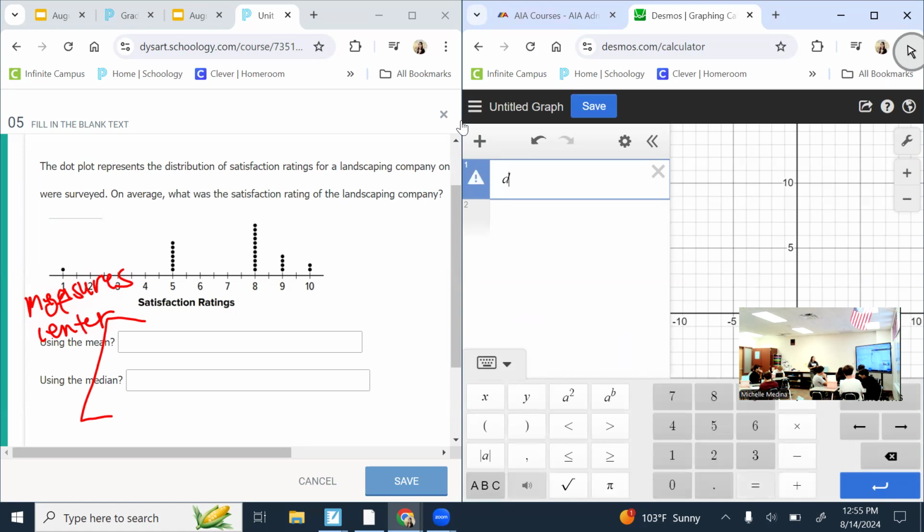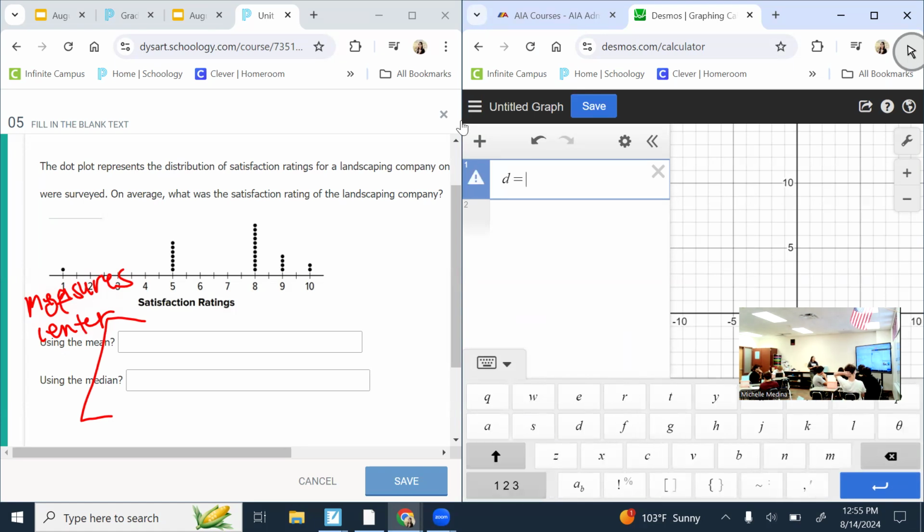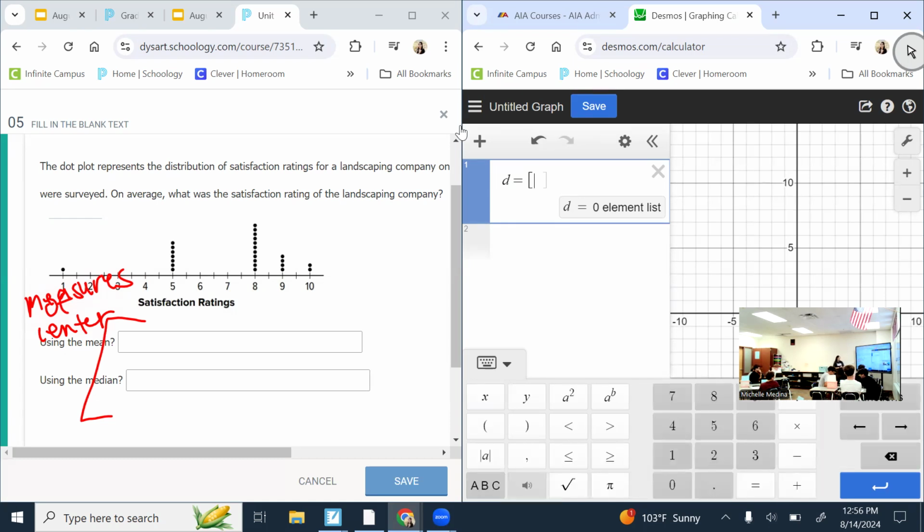Okay. So to do that, you would have to know how to use your calculator. This is how you do it. Pick a letter, equals, bracket, and then start typing in your data. So I had number 1. I have 7 5s. Let me go with my keyboard, that's easier. So 1, 2, 3, 4, 5, 6, 7 5s I had.